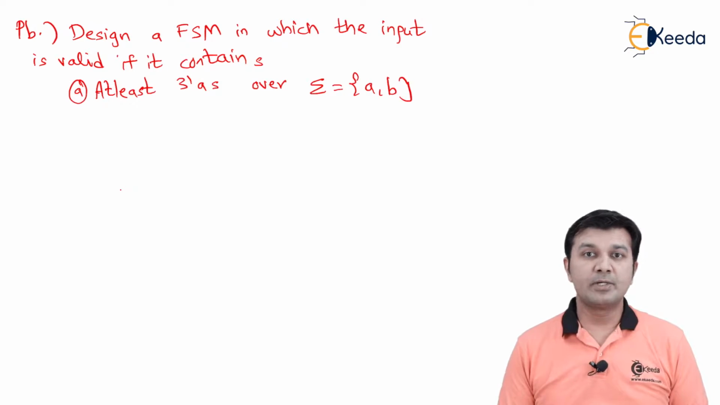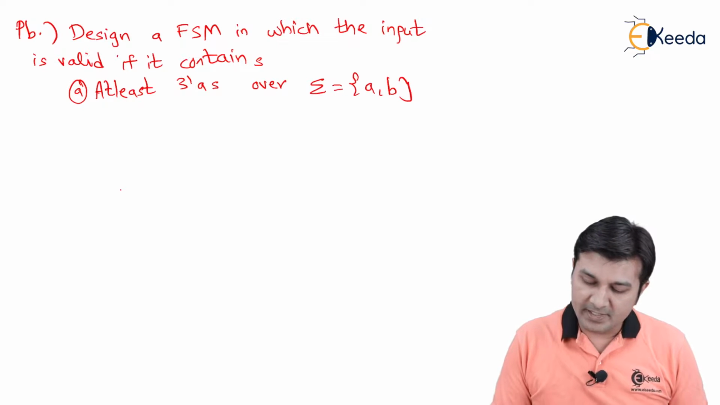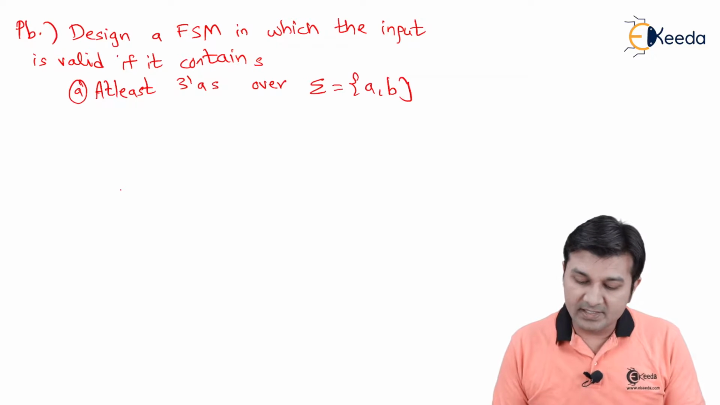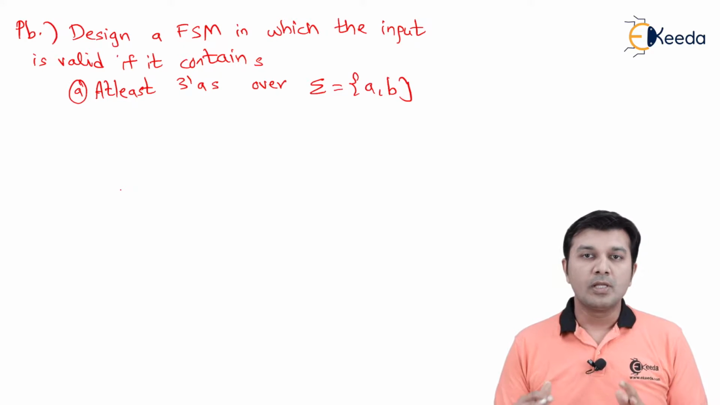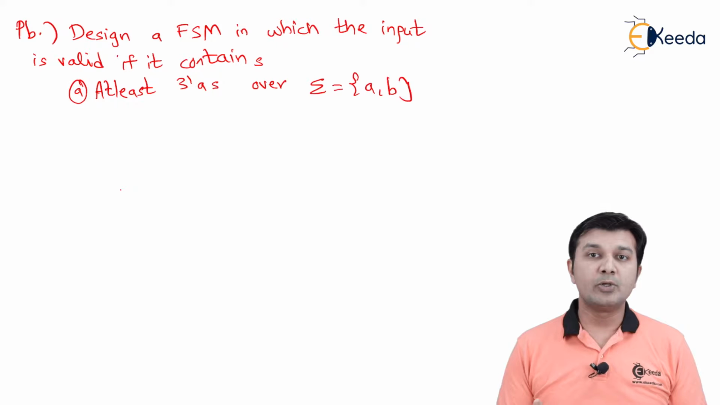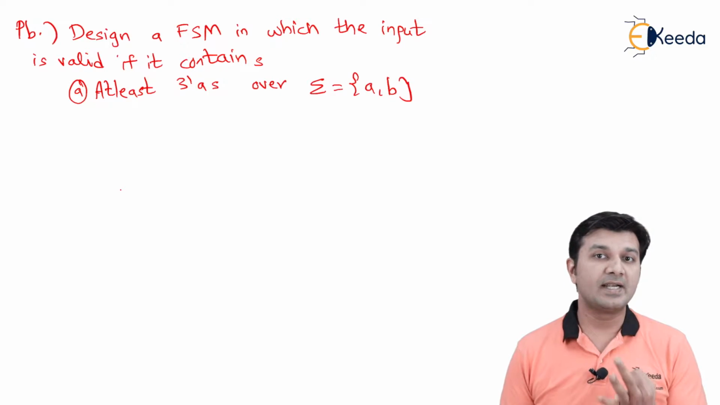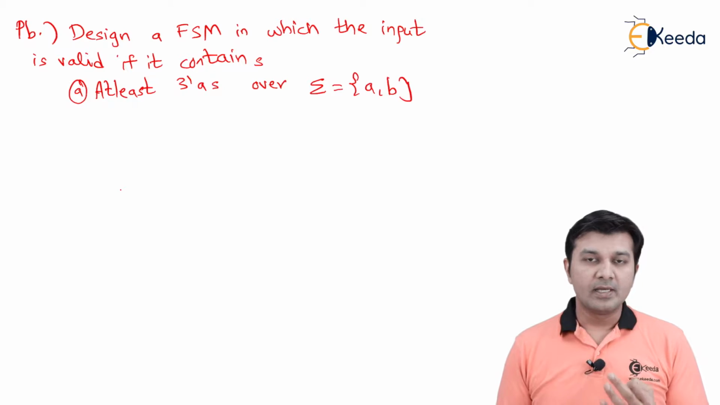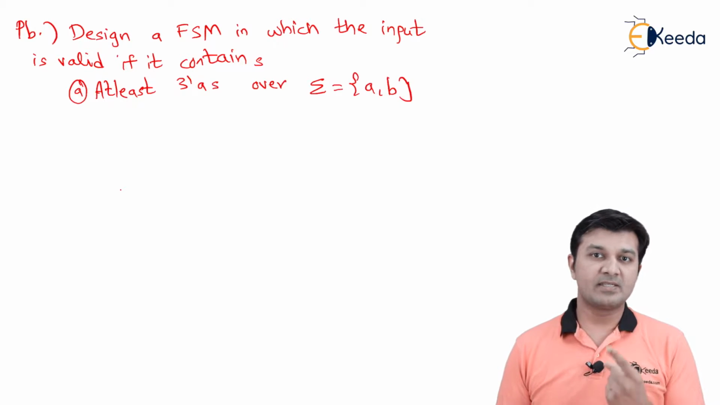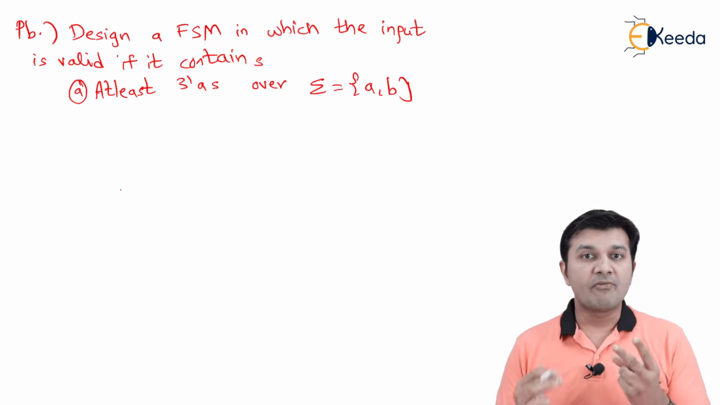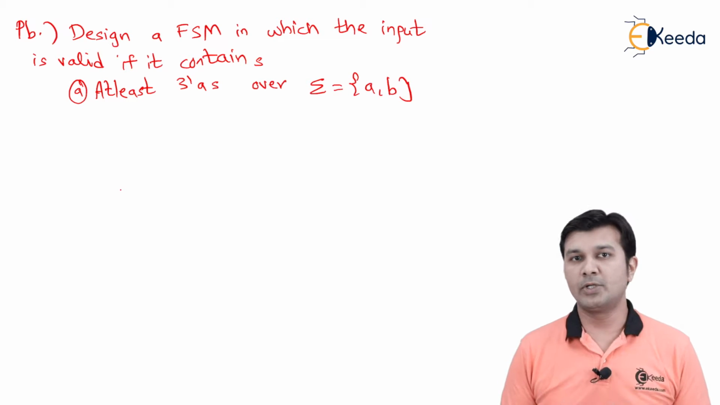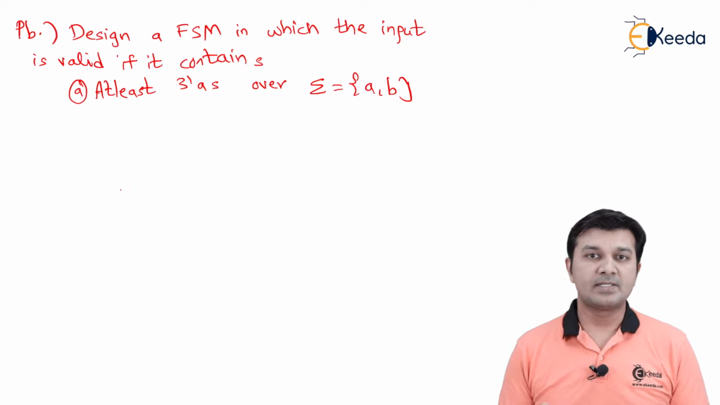So the question which is given to us is, design a finite state machine in which the input is valid if it contains at least 3 A's. Now this problem will be further split into two more types of problems. As of now, let's focus on what is given. The question says that the input will be accepted if it contains at least 3 A's. Meaning, if I have the number of A's as 3 or more than 3, the finite state machine should accept this particular input. So let's start.